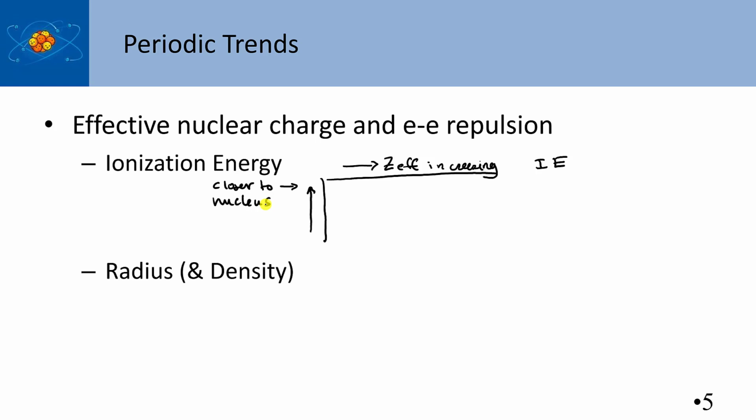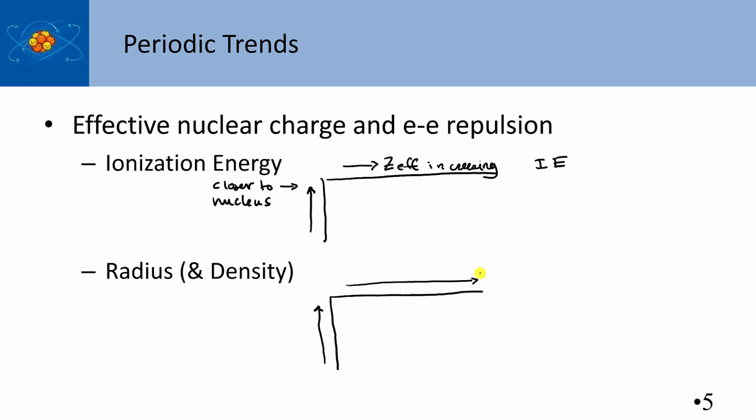We see the same behavior in radius. And so in radius, what we'll see is the radius will get smaller as we go this way. And then because Z effective is increasing going like this, then we expect that the radius will be getting smaller.